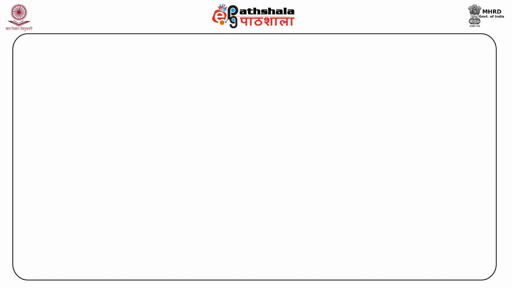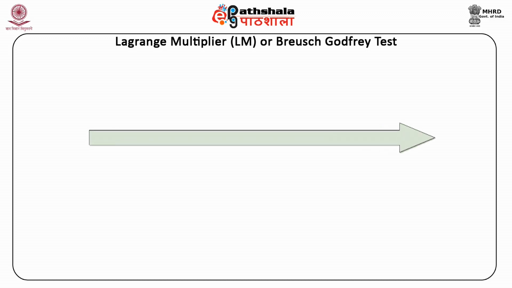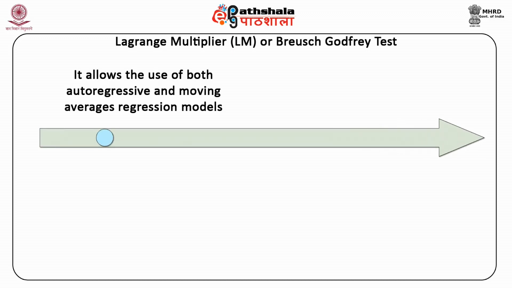Let us now look at another test known as the Lagrange multiplier, LM, or Breusch-Godfrey test. This test overcomes two main limitations of the Durbin-Watson test, namely: first, it allows the use of both autoregressive and moving average regression models. Second, it allows testing for higher order autocorrelation.